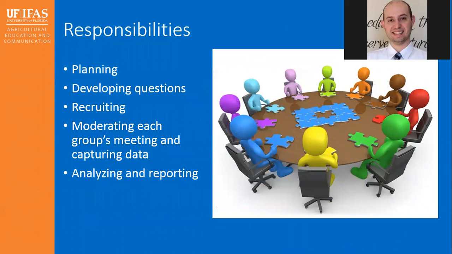So there are several responsibilities that you need to take into consideration when developing a focus group. This is just slides to outline what those are. There are different responsibilities within the planning process: developing questions, recruiting, moderating, analyzing, and reporting data. I'll give a little bit more detail of what each of these look like and unpack some more things that you need to be considering along the way.